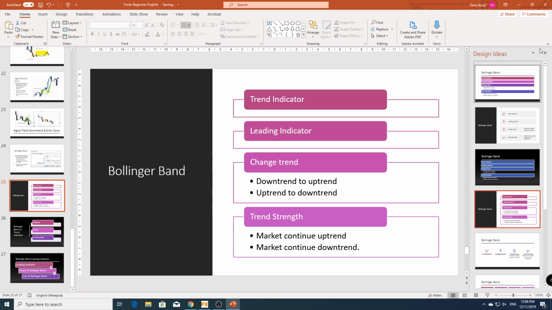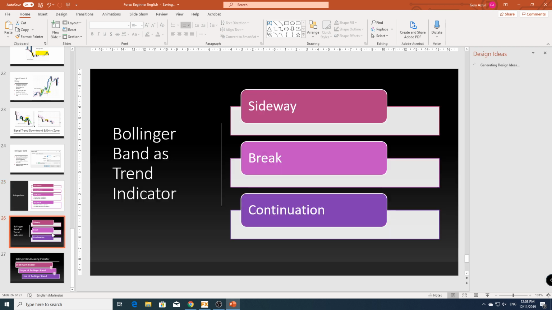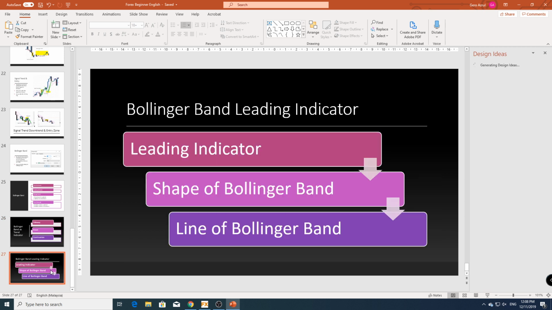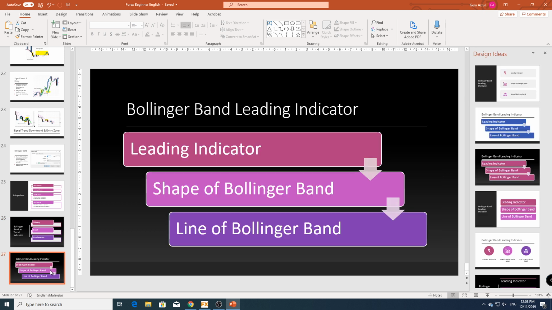What it says by change trend, how the trend changes, how the trend strength. So the market continues uptrend, the market continues downtrend. So how to use it as the leading indicator, and it also works as a sideway, break, and continuation, right? So the Bollinger Band leading indicator: the shape of the Bollinger Band and the line of the Bollinger Band.